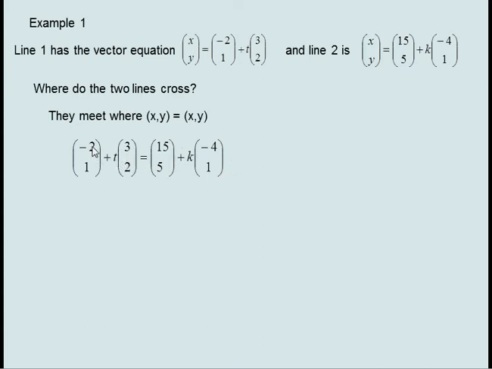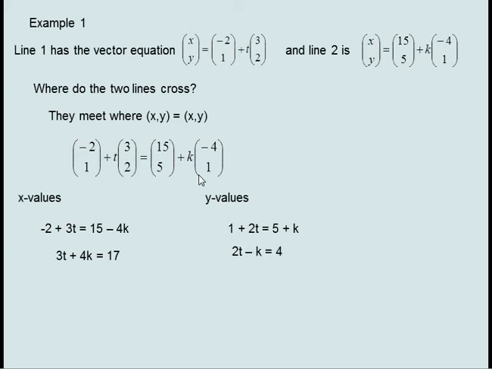Now we've got two unknowns here, t and k. But we've also got two equations if we look at all the x values and all the y values. If we look at the x values, we get that equation, and we can simplify it. If we look at the y values, we get that equation, and we can simplify it. Now we've got two simple equations with two unknowns.